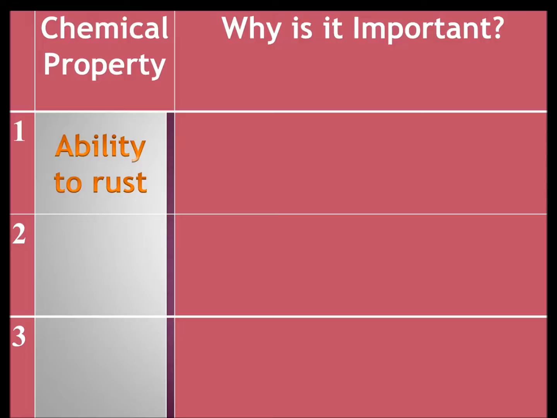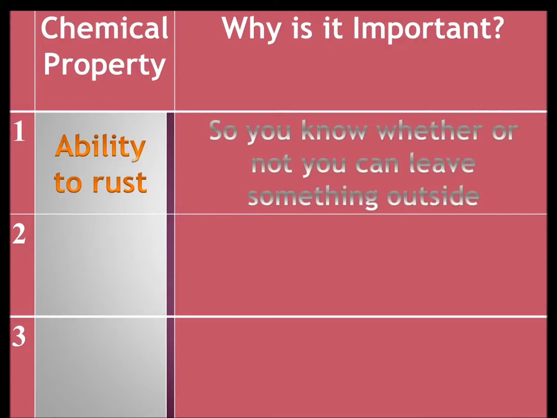The only way to find out if something will rust is to leave it out in the elements. Expose it to water, see if it'll rust. But if you do that, then you no longer have the metal, you have rust. So why would it be important to know if something will rust or not? Well, that way you know how to store your stuff. You know whether or not you can leave it outside or not.